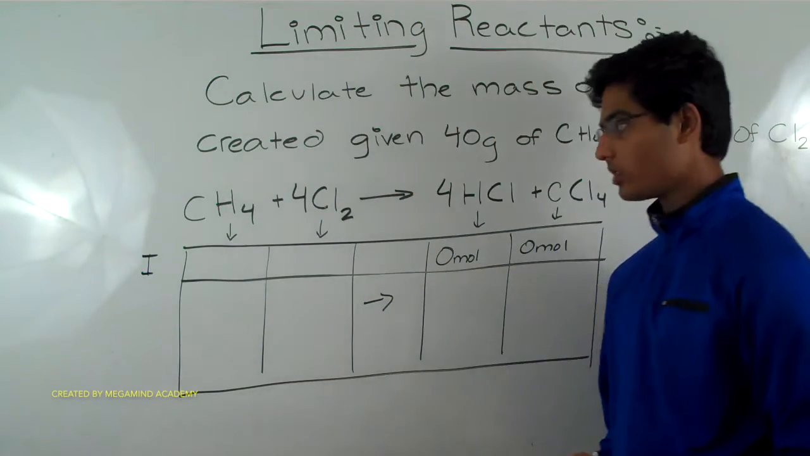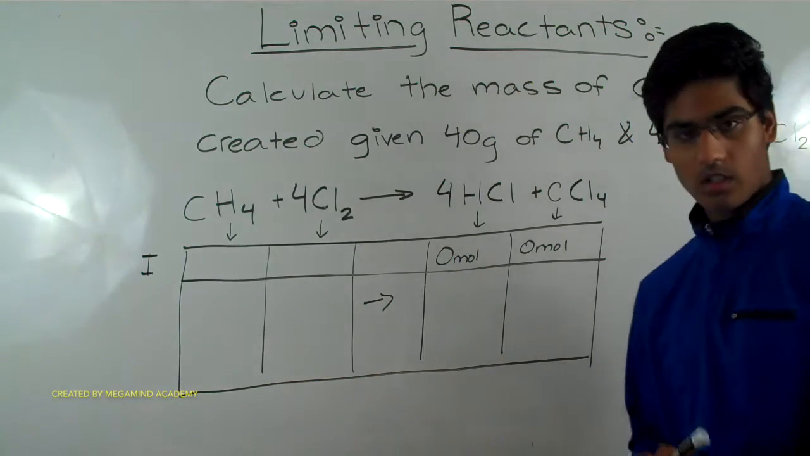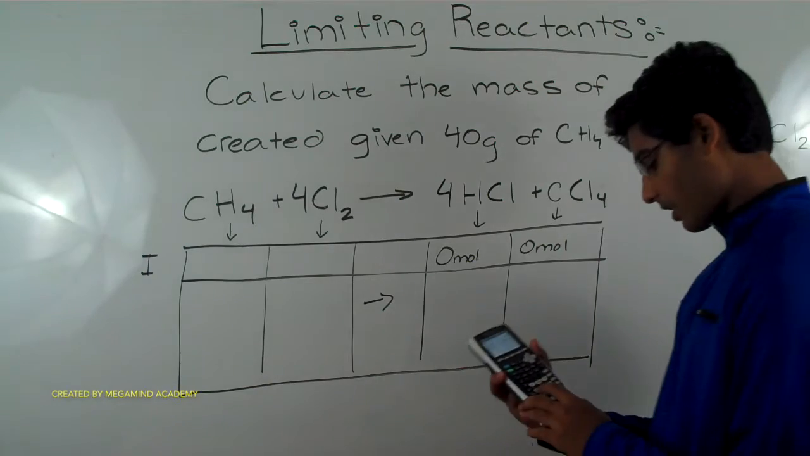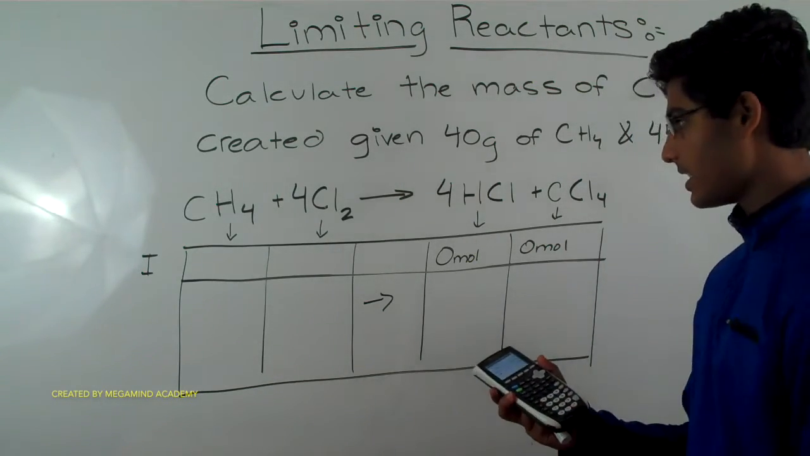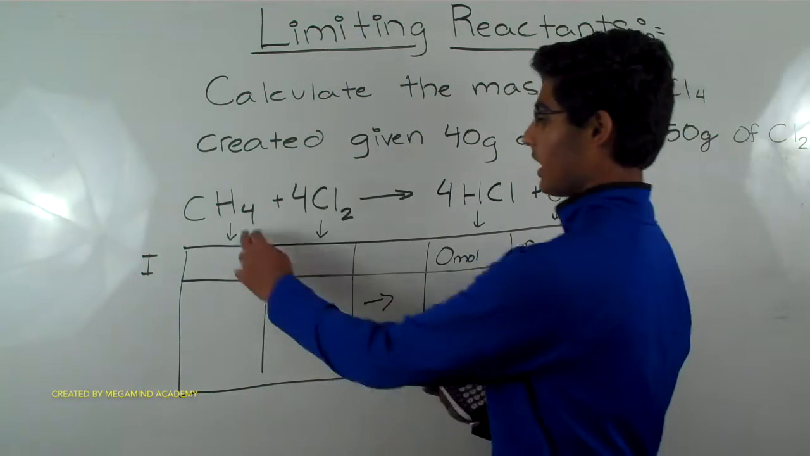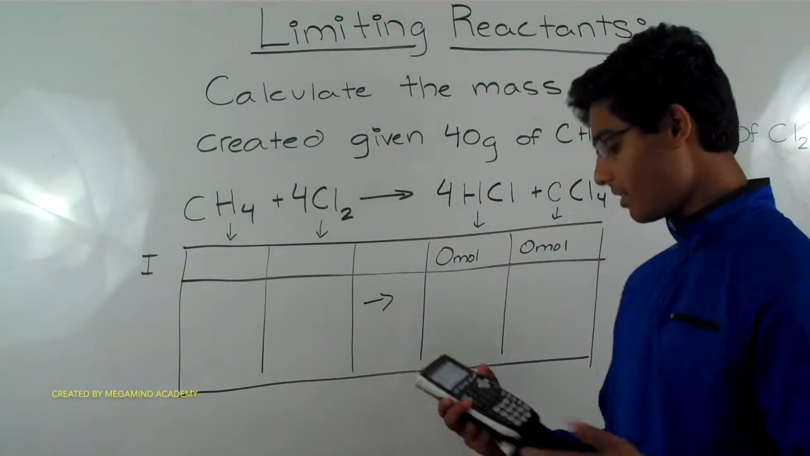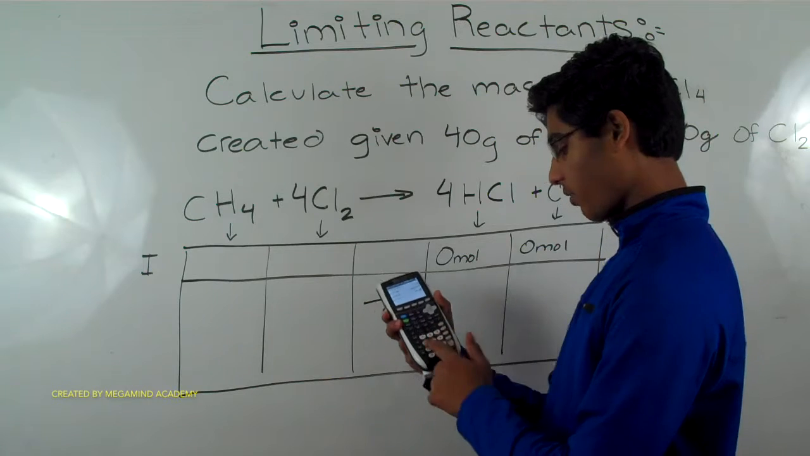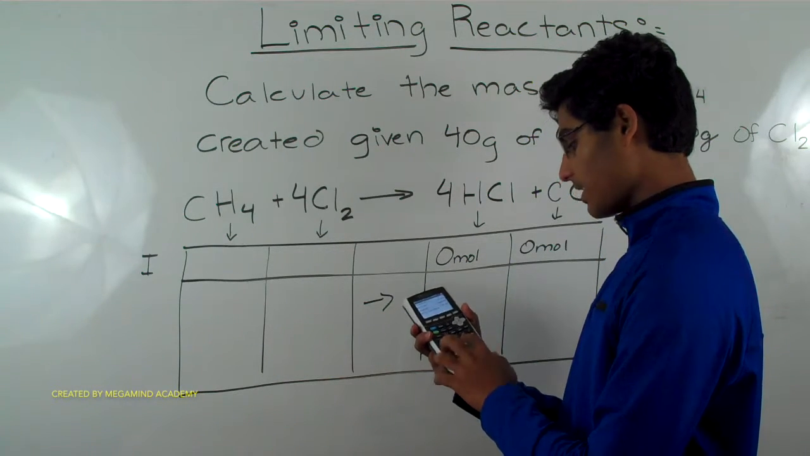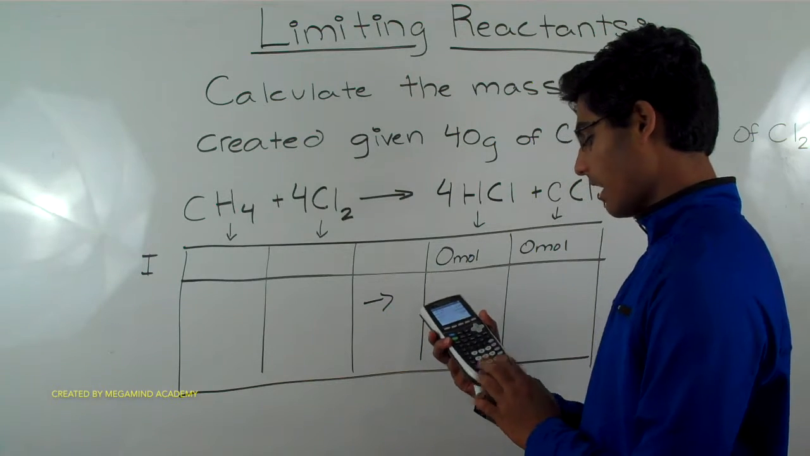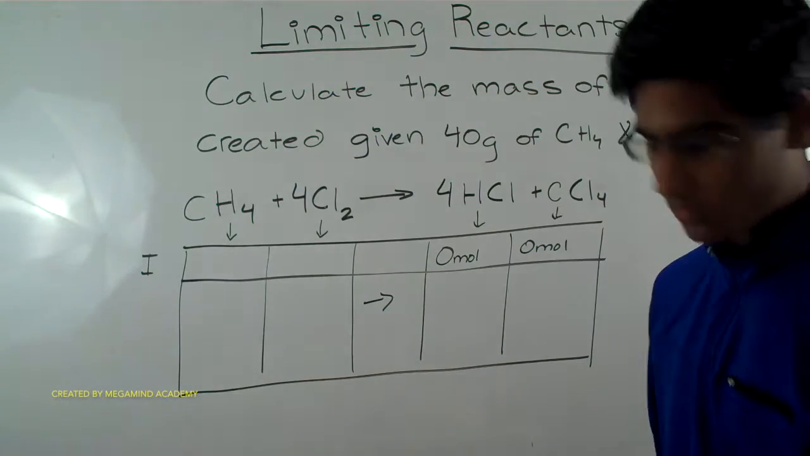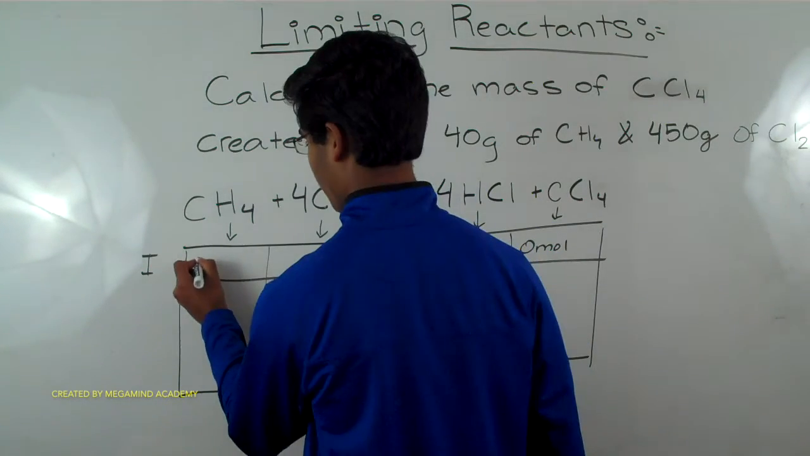Let's figure out how many moles of CH4 we have. Using our calculator, we find 40 divided by, in parentheses, C, which has a weight of 12, plus 4 times 1.007, parentheses closed, and this gives us about 2.5 moles. So we have approximately 2.5 moles of this.